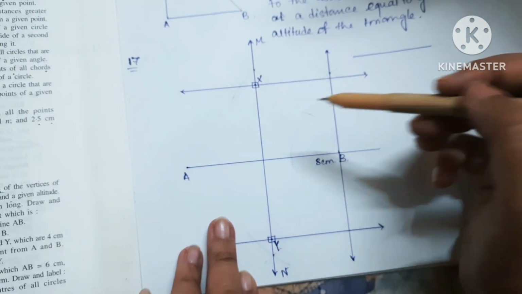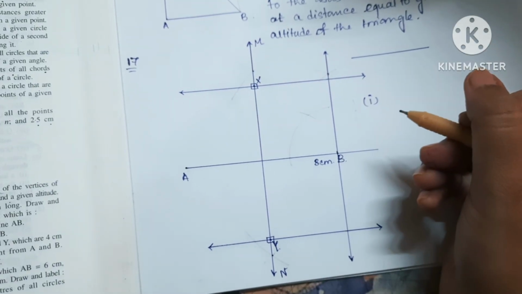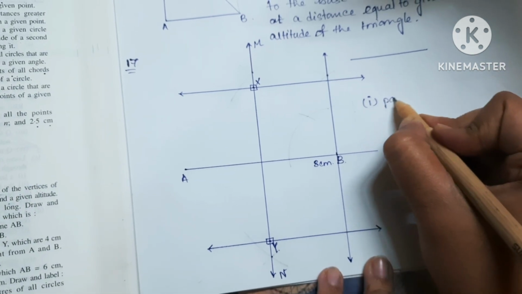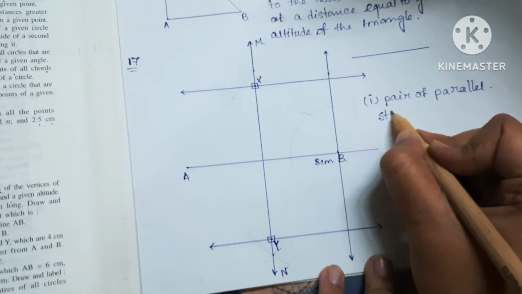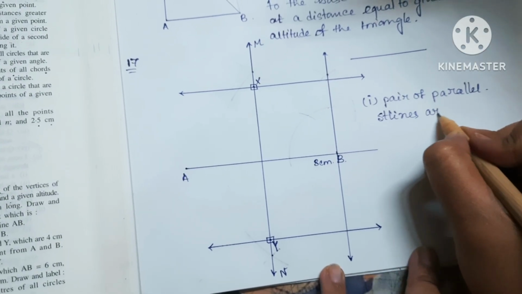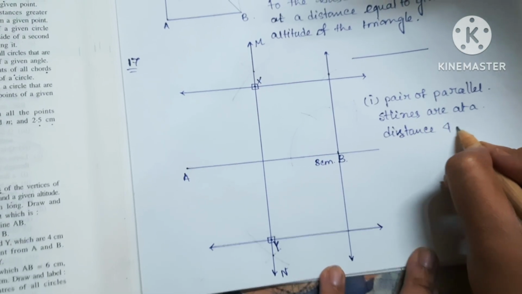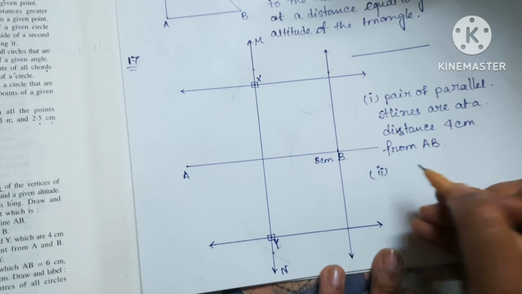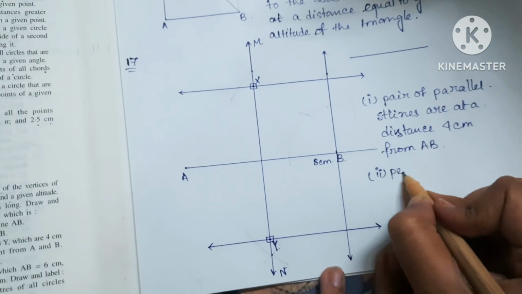point B. So you can write first thing, the locus of the point which is always 4 centimeter from the line AB will be a pair of parallel straight lines at a distance of 4 centimeter from AB. And second one, the locus of a point which is equidistant from A and B is the perpendicular bisector of AB.